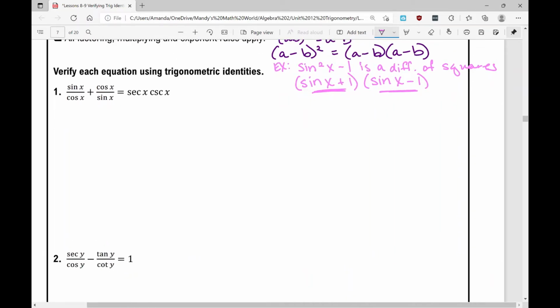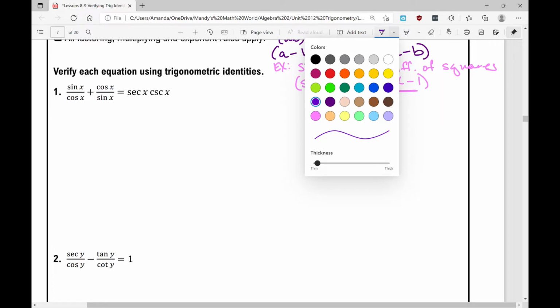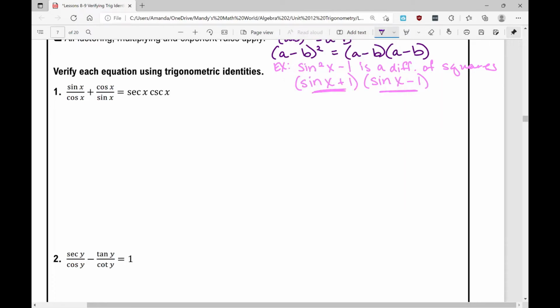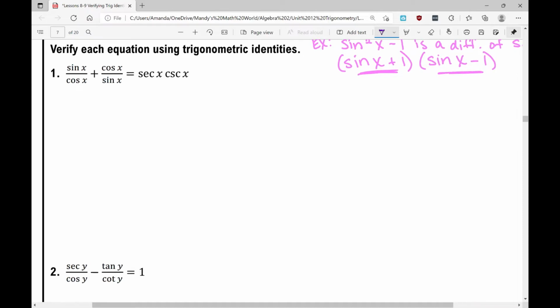Verify each equation using trigonometric identities. This says sine x over cosine x plus cosine x over sine x equals secant x cosecant x. So, I've got sine and cosine over here on the left, but I'm adding these fractions, which means I need to get a common denominator. So I'm actually going to rewrite this. So sine x over cosine x plus cosine x over sine x equals secant x cosecant x.